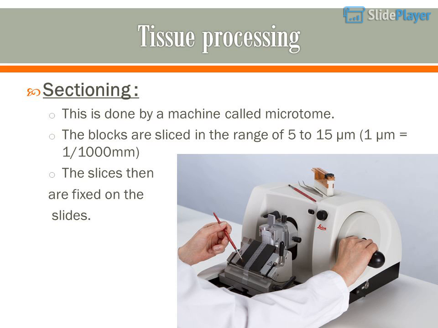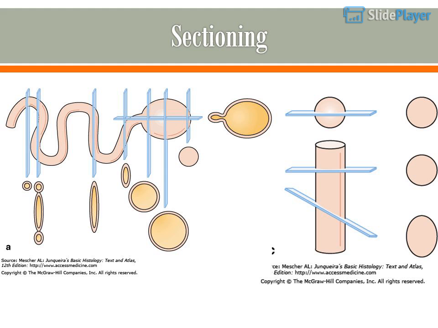Tissue processing, sectioning. This is done by a machine called microtome. The blocks are sliced in the range of 5 to 15 micrometers, 1 micrometer equals 1/1000th of a millimeter. The slices then are fixed on their slides. Sectioning.